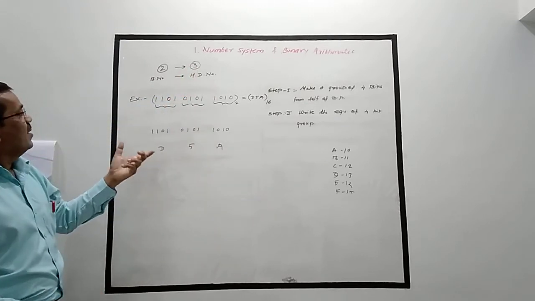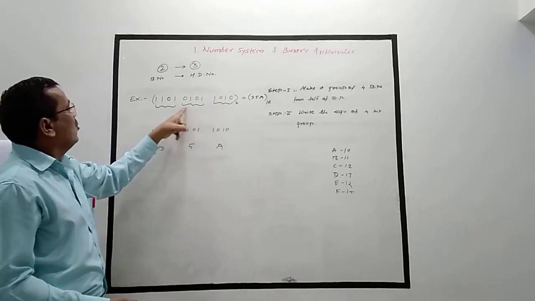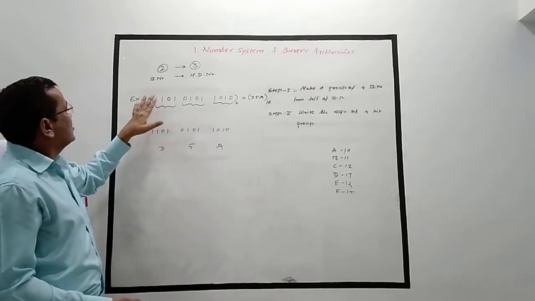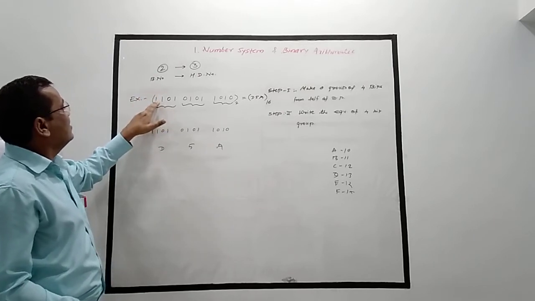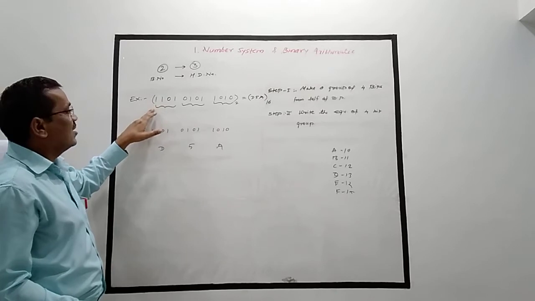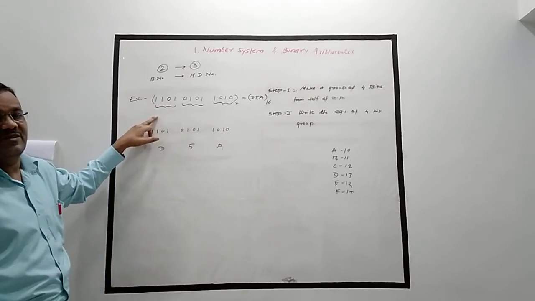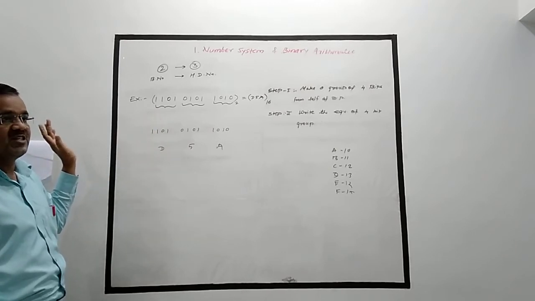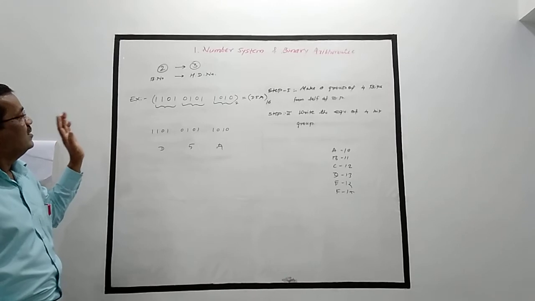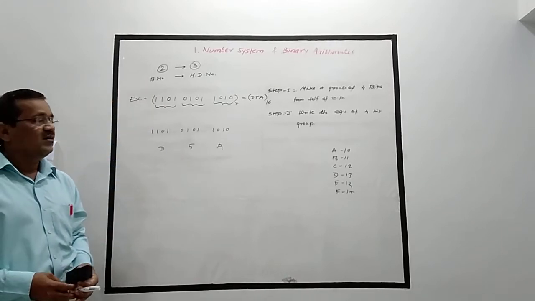Suppose here are 4 and 4 bits, and suppose only 3 bits are there. Then you can extend the number by adding 0 to the left of the last digit group from the decimal point. This is binary to hexadecimal conversion.